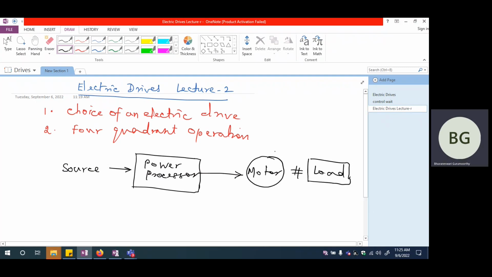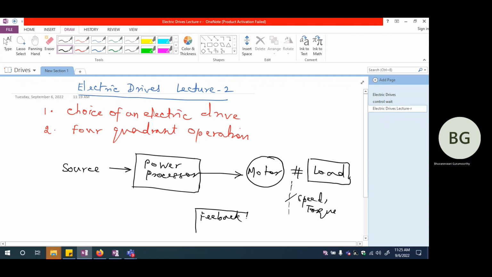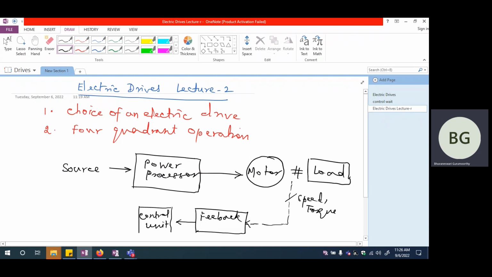And now from the motor and load coupling, we may be sensing the speed and the torque. So I'm going to write here speed and torque. Both will be sensed. So we will have a feedback mechanism, maybe through sensor and so on. So this is going to be sensed by this feedback sensing mechanism. And this particular feedback mechanism is going to pass on whatever it has got as the input from the sensor to a control unit. So the control unit is going to feed the control signal to the power processor.